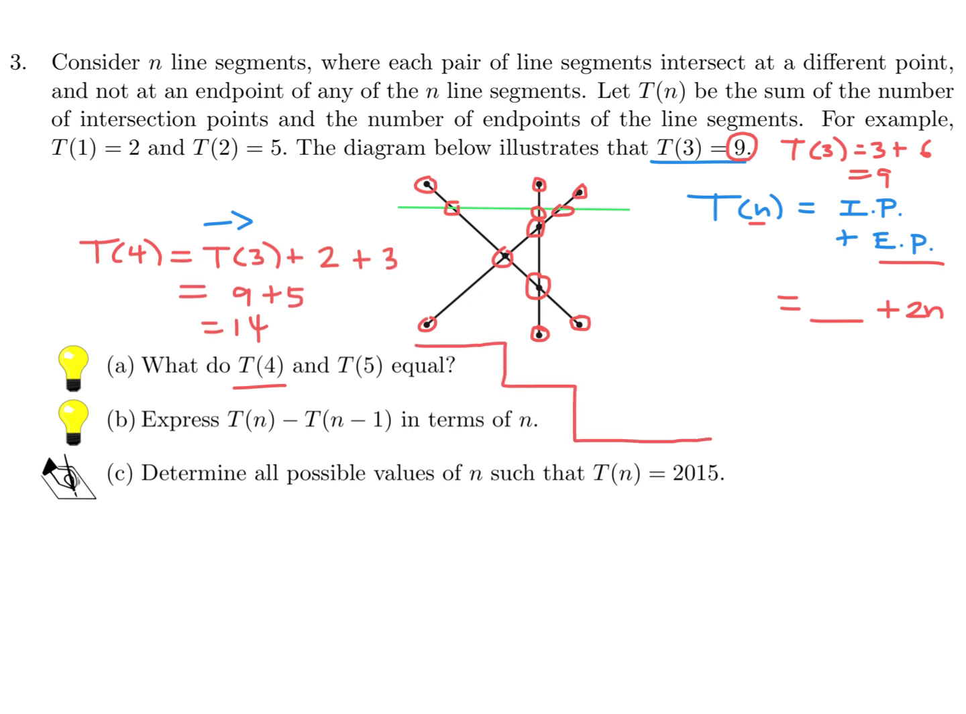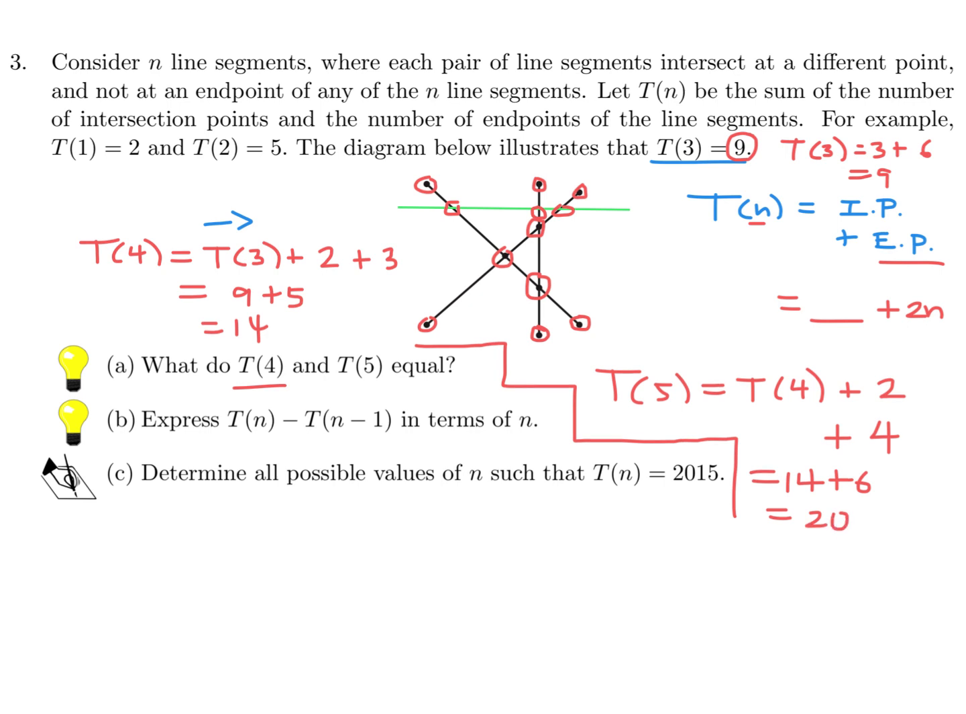Let's do the same principle for T5. And since I have my formula, I don't need to draw in another line in this diagram and mess it up. So I'll just do T5. T5 looks to me like it'll be T4, all the intersection points that I already have, plus 2 additional endpoints for that 5th line, plus the fact that it's going to cross the existing 4 lines. So there's going to be 4 more new intersection points. So this is going to be 14 plus 6, which of course is 20. So that is the pattern.